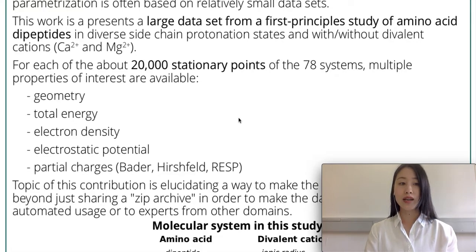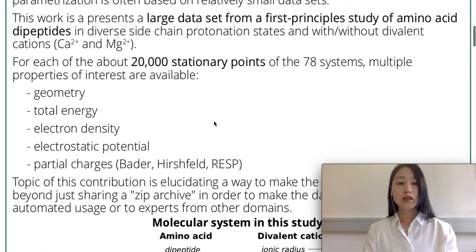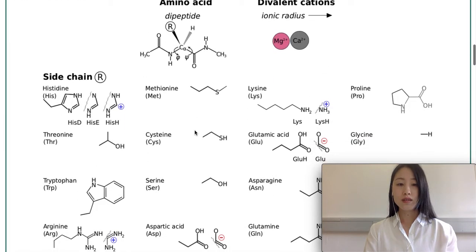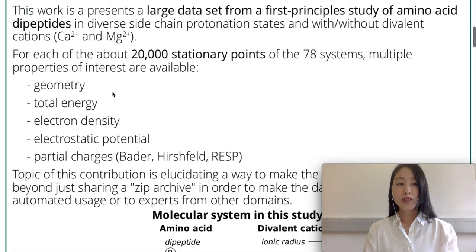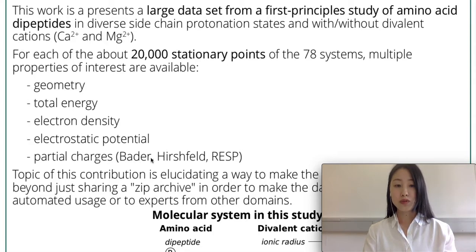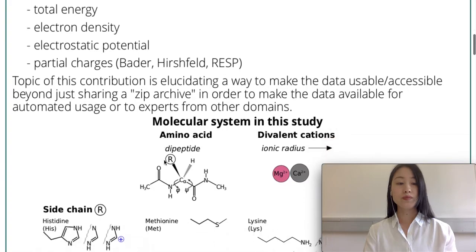without divalent cations. The study covers about 20,000 stationary points of the 78 systems. You can see the structures of the systems here. And we summarize the geometry information, total energy, electron density, electrostatic potential, and partial charges, for example, Bader charge, Hirshfeld charge, and RESP charges. All this information can be used for force field parametrization.